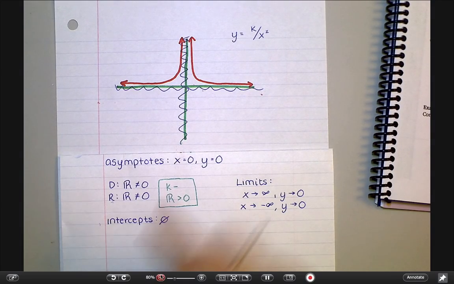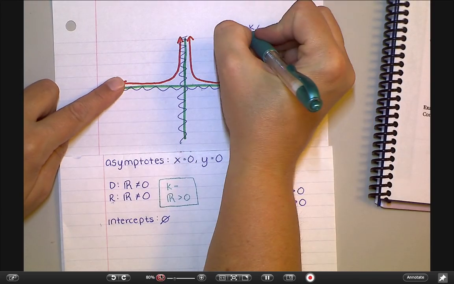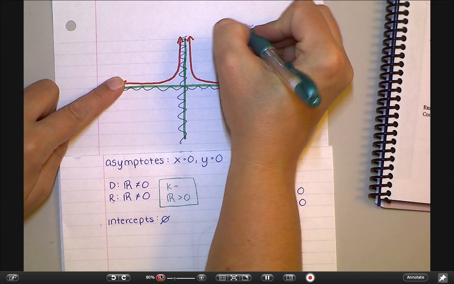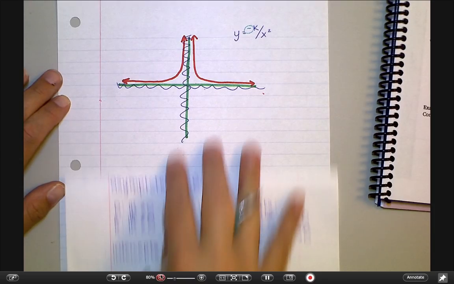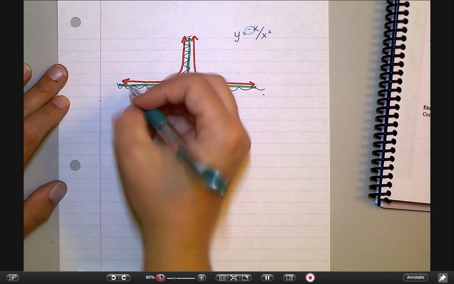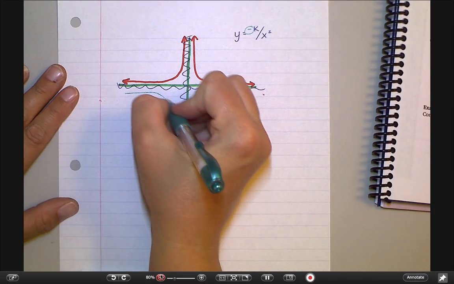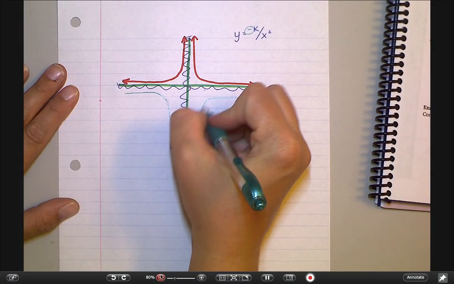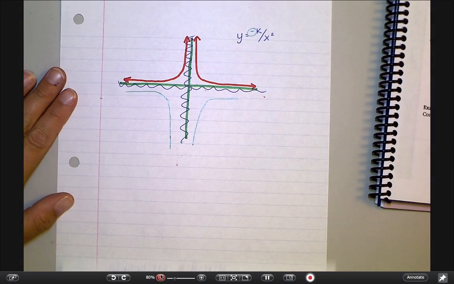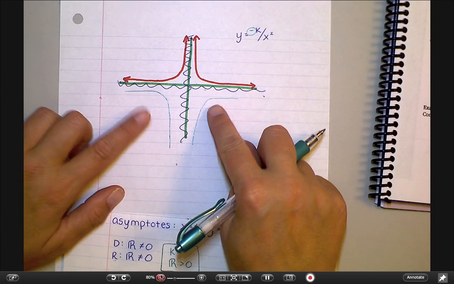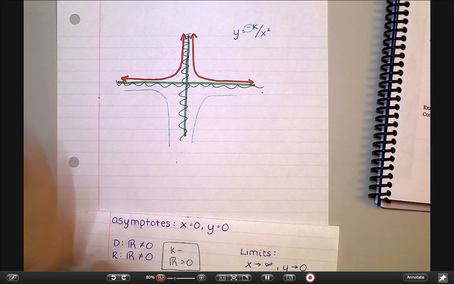By the way, if I take that k over x squared and I make my k value negative, just like with all the other graphs, what it's really going to do is flip this thing upside down. So it's going to give you side-by-side ones, but they'll be down here. I'm going to leave it to you to figure out how all that information applies to your table.